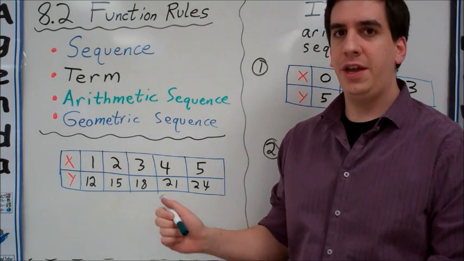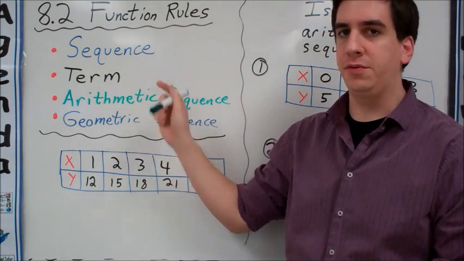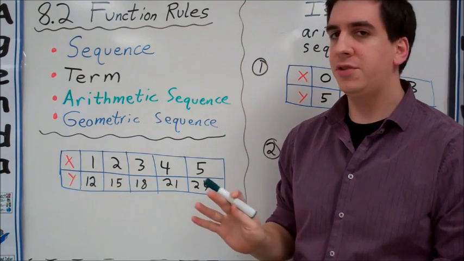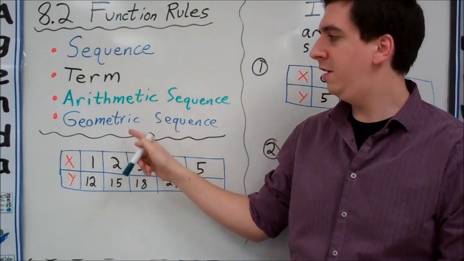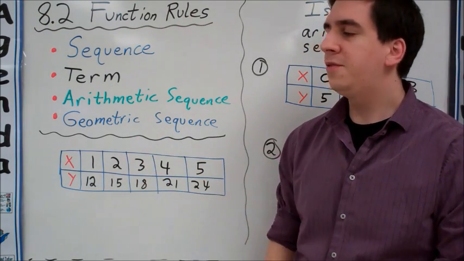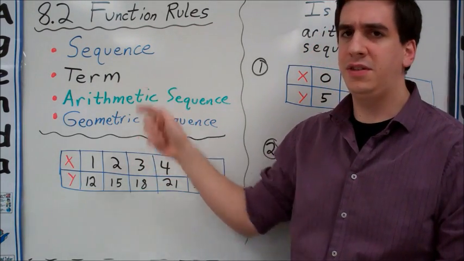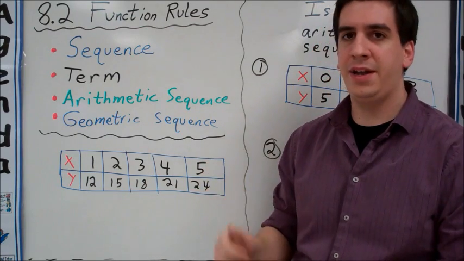Hi math friends, today we're looking at section 8.2, function rules. We're going to be looking at four different terms here: sequence, term, arithmetic sequence, and geometric sequence. First we're going to look at sequences. We're going to focus on arithmetic sequence.